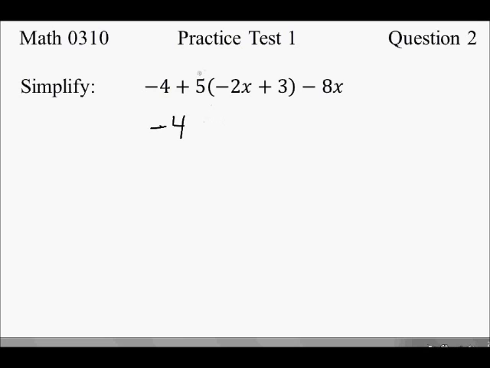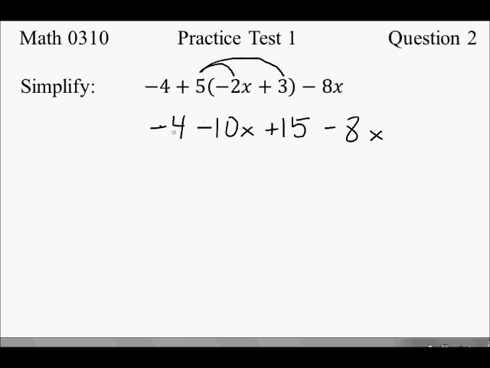And so here we're going to distribute 5 times a negative 2x. So 5 times 2 is 10, so we're going to have 10x there. And since these are opposite signs, it's a minus 10x. And then 5 times 3 here would give us 15, and they're both positive, so it's a plus 15. And we still have our minus 8x left over.